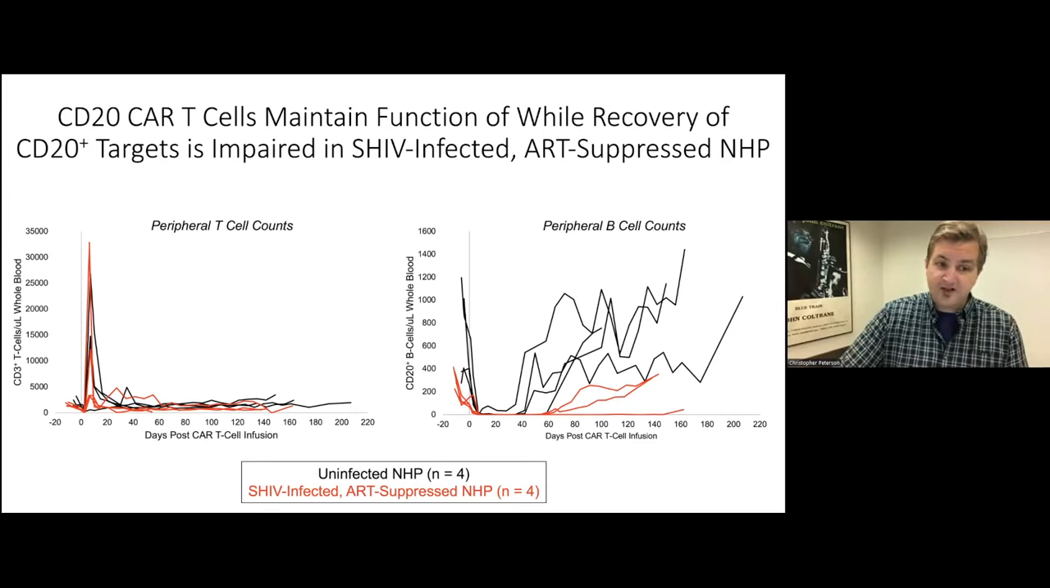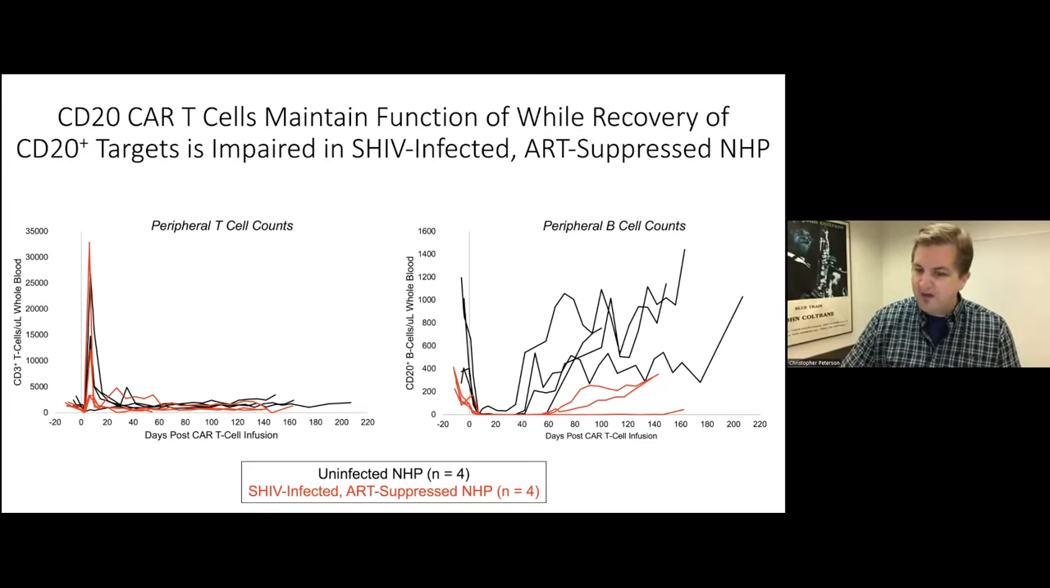I want to mention here that this is not a model of B cell leukemia per se. We're putting these into uninfected animals that are otherwise healthy and SHIV-infected ART-suppressed animals. And we're just looking for depletion of normal B cells. And that's an important contrast to draw relative to clinical studies in people living with HIV with a B cell leukemia. But in the context of the model that we have here, what we can show is that B cell counts drop to undetectable levels. And in our uninfected animals they tend to rebound coordinate with when the CAR T cells tend to wane.